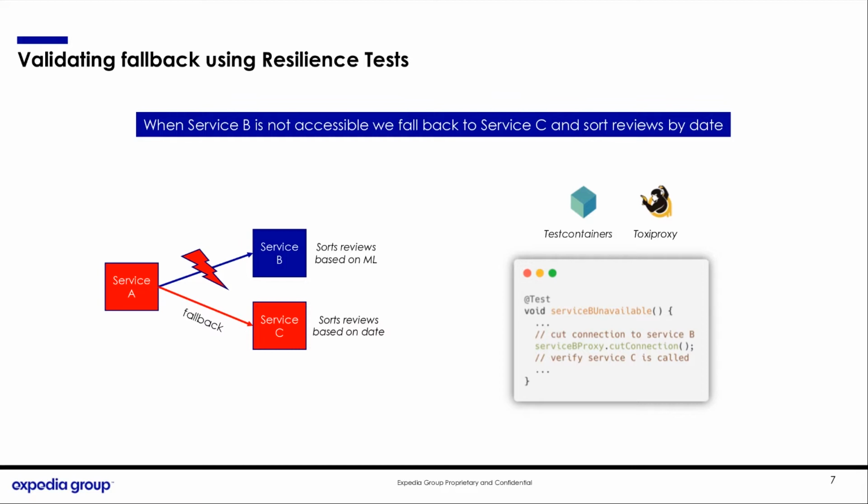And then what we can do with Testcontainers is that we can create a proxy for service B, as you can see in the snippet on the right. So we create a proxy for service B. And then with Toxiproxy, we inject the failure. And the failure in our case is going to be that we want to cut connection to the proxy that we created for service B. After that, we have additional steps where we verify that service C is called.